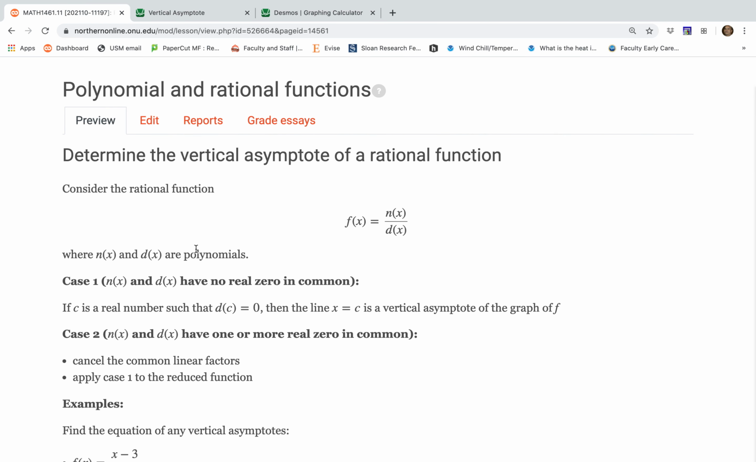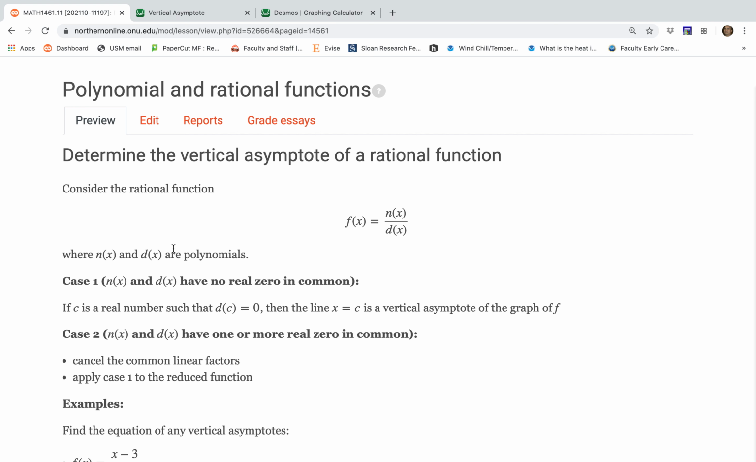In this particular page, we'll try to learn how to determine the vertical asymptote of a rational function. We have already seen in the graph how to do that, right? But how to do it algebraically, let's try to discuss that. Let's consider a rational function. Whenever we have a rational function, that means we have a polynomial in the numerator and a polynomial in the denominator. Let us assume the polynomial in the numerator is n and the polynomial in the denominator is d.